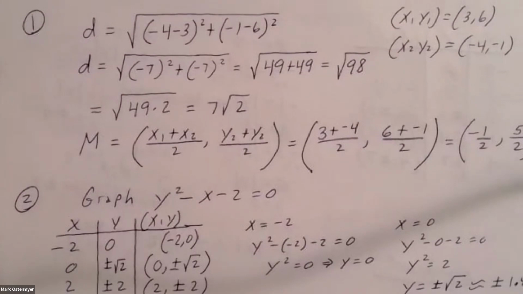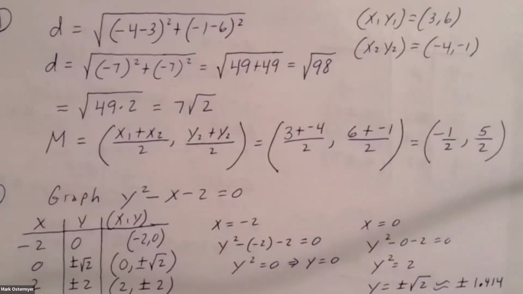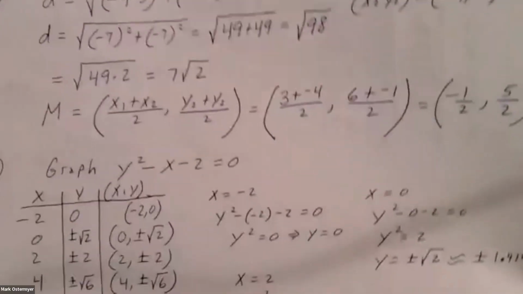All right, I got a distance of 7 times the square root of 2. Did anybody get that distance? Yes. All right, how about the midpoint? Did anybody get the midpoint correct? Yes. All right. Number 2, we want to graph this equation.